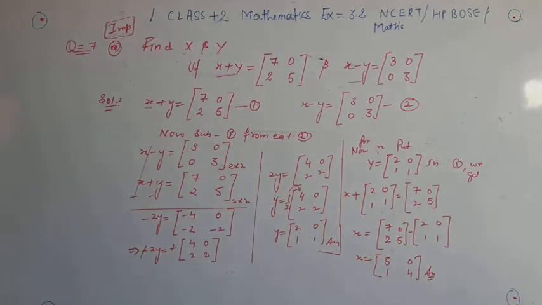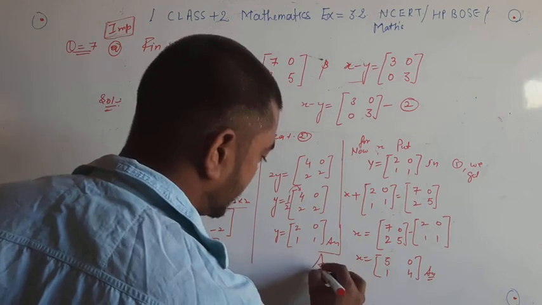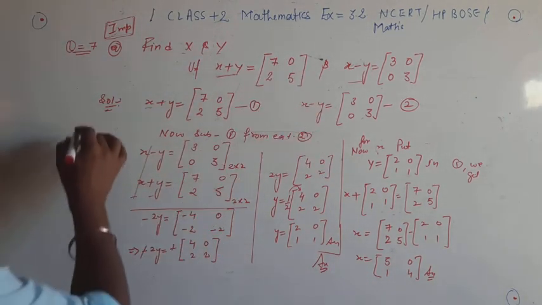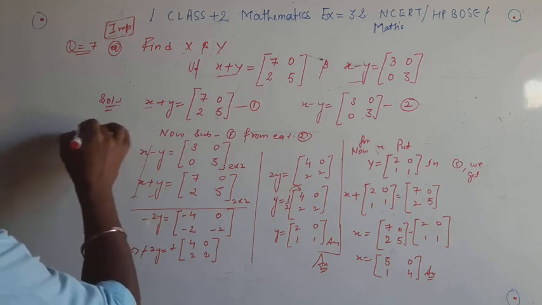Let's check the answer. The value of x is 5014 and the value of y is 2101. Yes, it's a correct answer. Now solve the second part and upload the answer on the comment box.